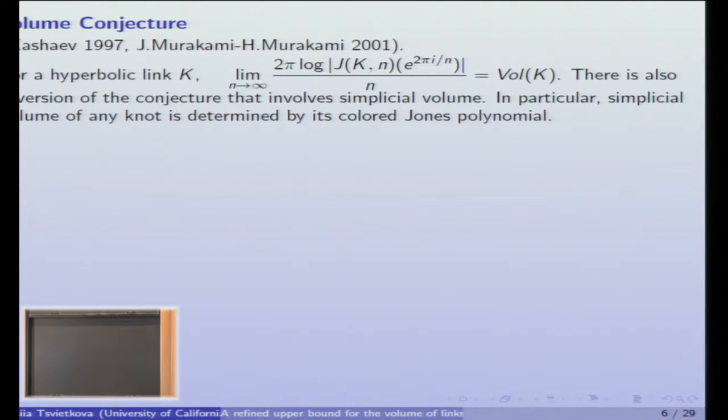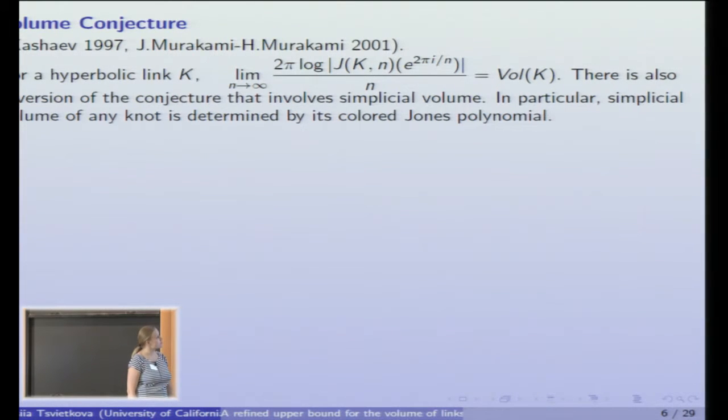And one of very few explicit formulas relating the two, relating the volume and the colored Jones polynomial, is the volume conjecture. So what does it tell us? It tells you that for a hyperbolic link, you can take the limit of colored Jones polynomials evaluated at a certain root of unity, and the limit exists, and it's actually the volume.